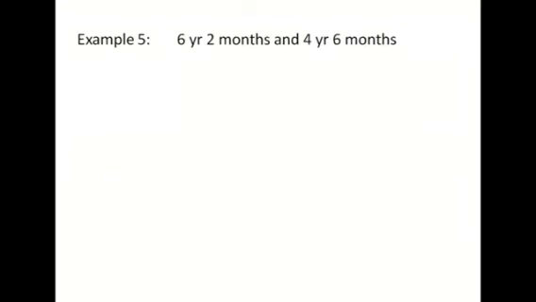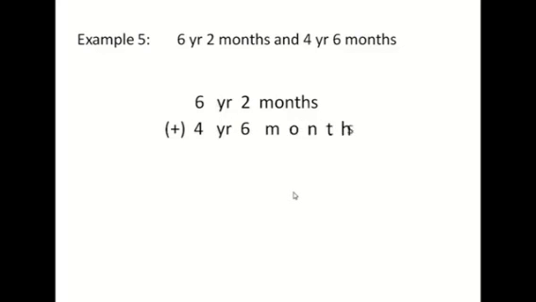Look at this sum. It is 6 years, 2 months and 4 years, 6 months. We will add them. So please arrange them as we have done for the previous sum. Here the only difference is years and months. So 6 years, 2 months. Now 4 years, 6 months. Months will come in one column, years will come in another column. Please do the addition part.